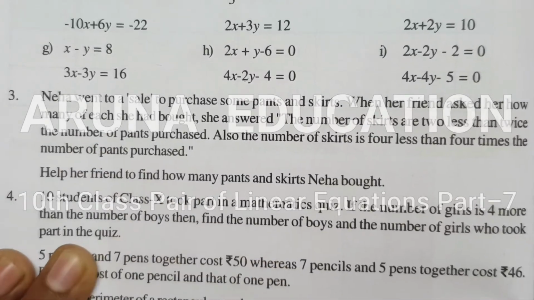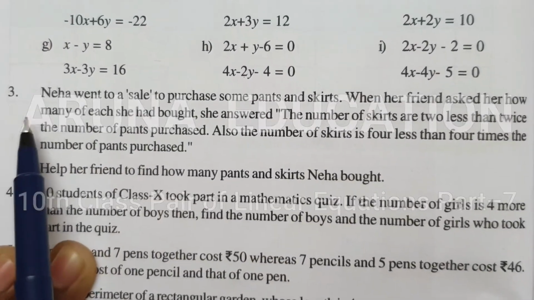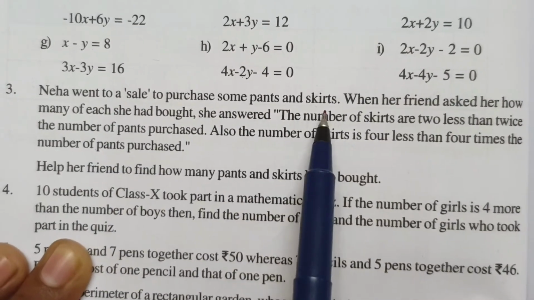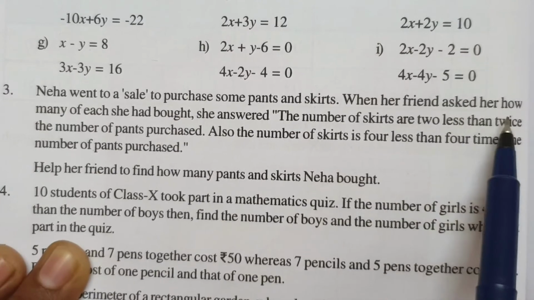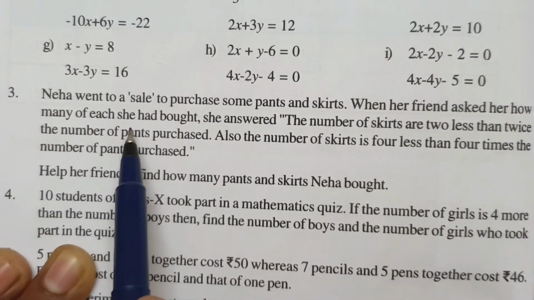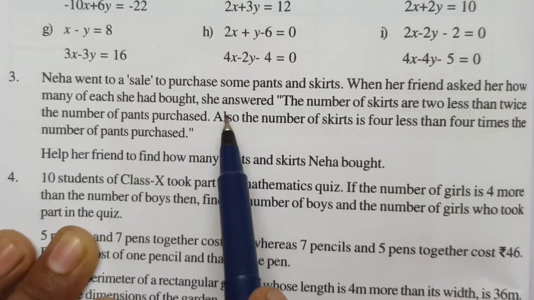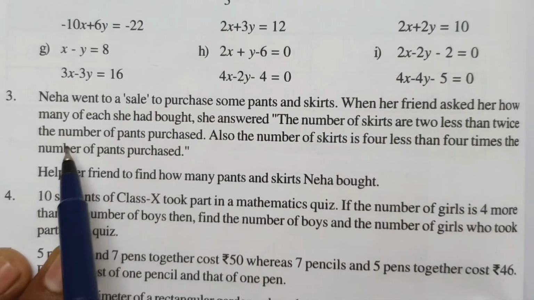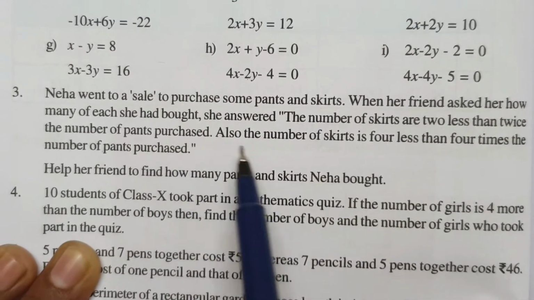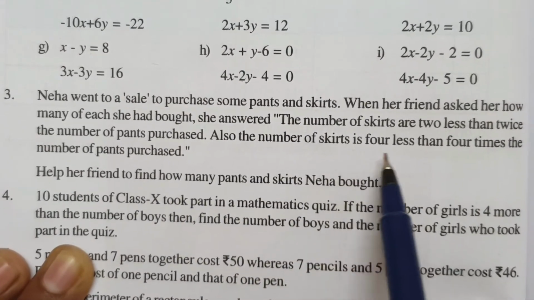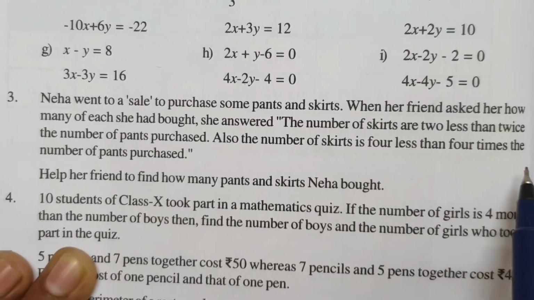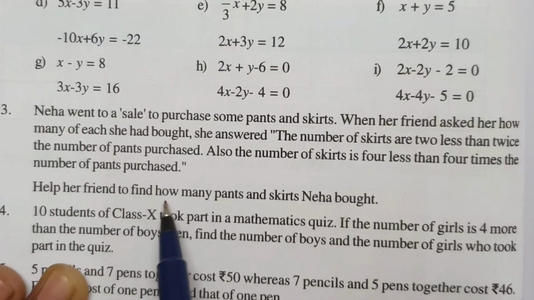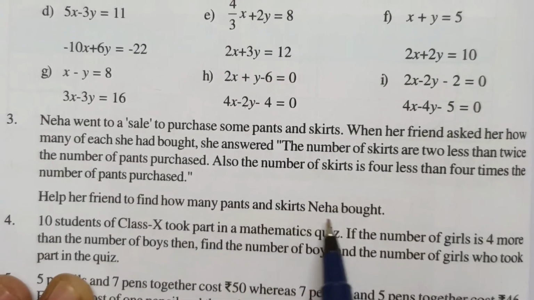Hi students, first exercise, third question. Neha went to a sale to purchase some pants and skirts. When her friend asked her how many of each she had bought, she answered, the number of skirts is two less than twice the number of pants purchased. And also the number of skirts is 4 less than 4 times the number of pants purchased. Help her friend to find how many pants and skirts Neha bought.